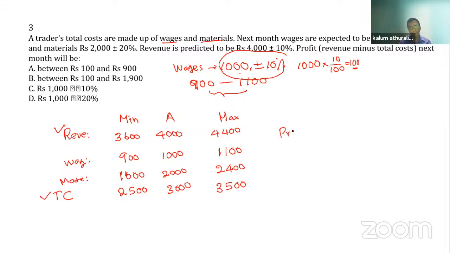Profit: TP equals TR minus TC. Total revenue minus total cost. Now we want to find the range. The answers are between this and this. Now we want to find the range. That means what is the minimum profit, what is the maximum profit.